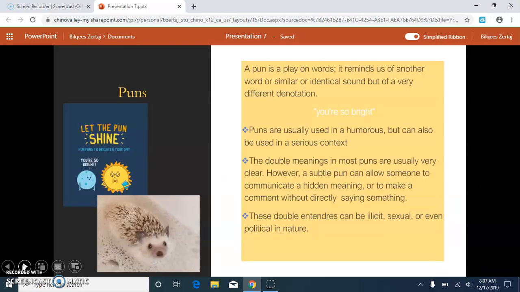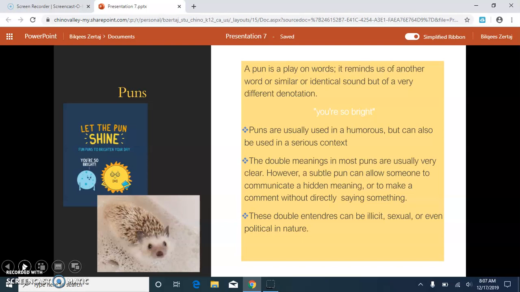Puns. This is a play on words. It reminds us of another word of similar or identical sound, but of a very different denotation. An example is "you're so bright." Puns are usually used in a humorous, but can also be used in a serious context.